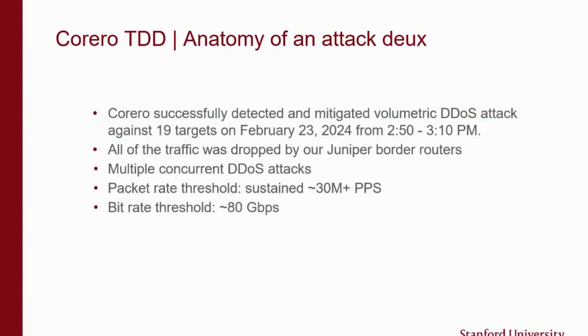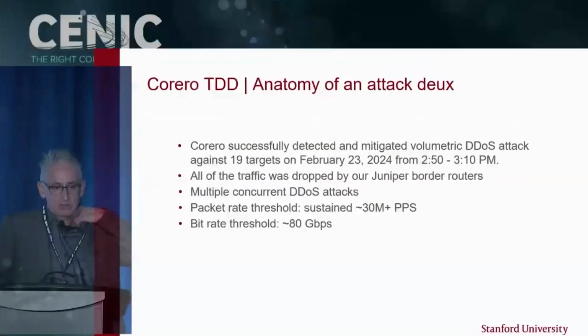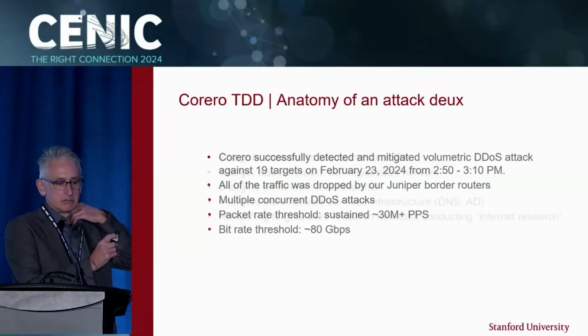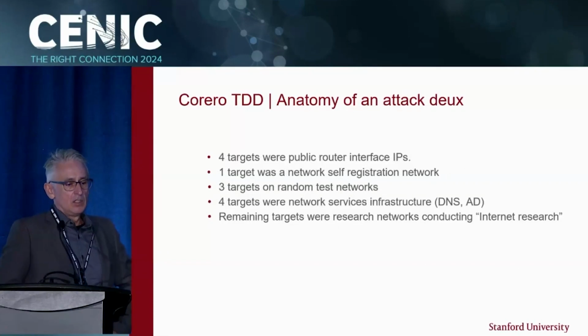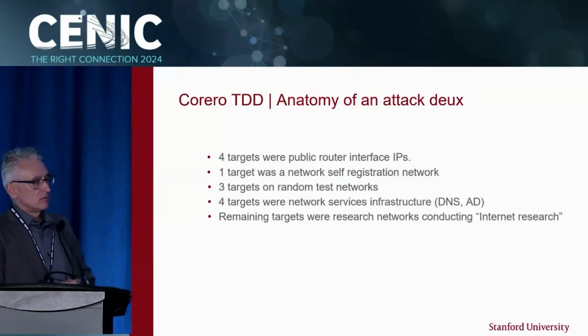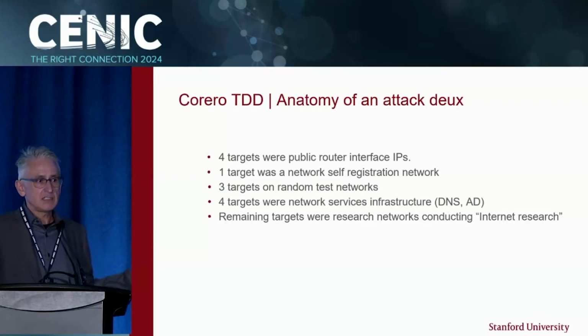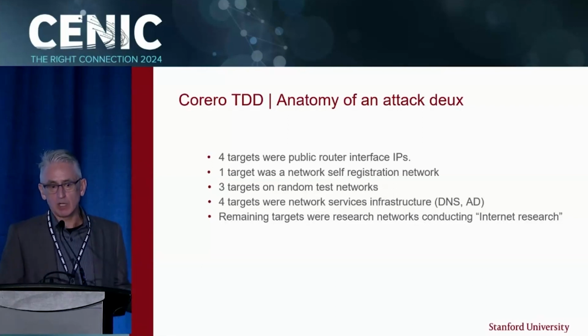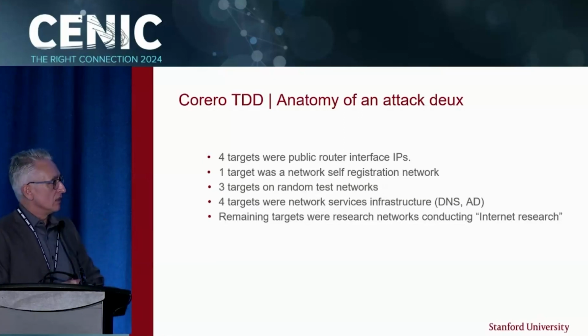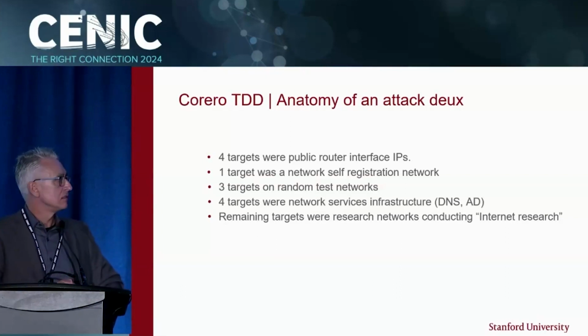Okay, so in summary, 19 targets, 30 million packets per second, 80 gigabits per second. It was good. So what were they looking to target? A lot of these attacks, they actually don't even know what they're attacking. They'll send it to IPs that don't even exist on certain subnets. They're guessing as well. So several IPs were not real, but 4 of the targets were actual router IP addresses.